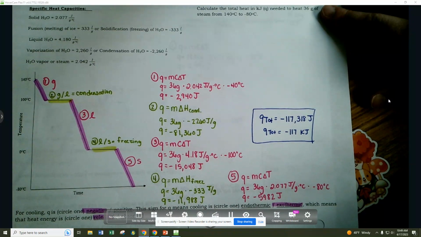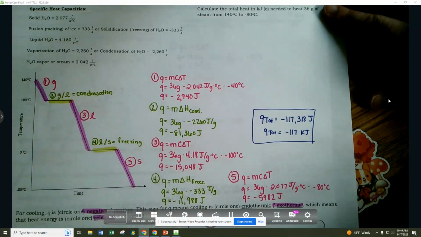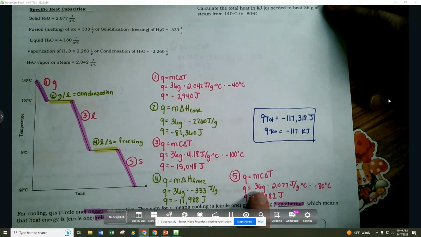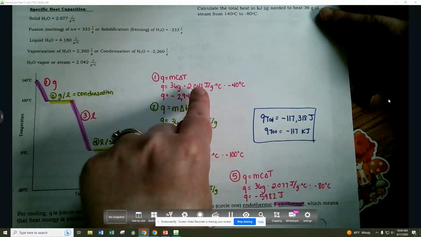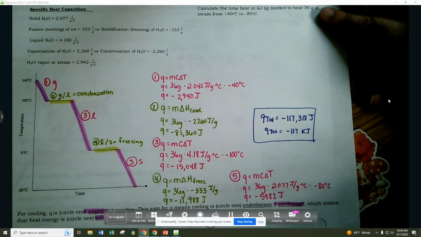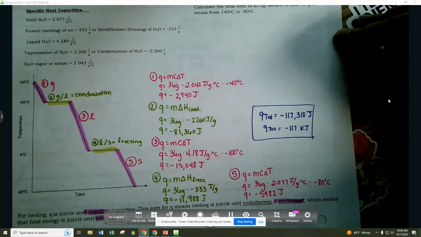In this particular problem, we have 36 grams of steam starting at 140 and cooling it all to minus 80. So in segment 1, 3, and 5, we would use MCAT. 36 grams goes in all 3 of these, corresponding the correct specific heat for our 3 different states of matter in the 5 segments.